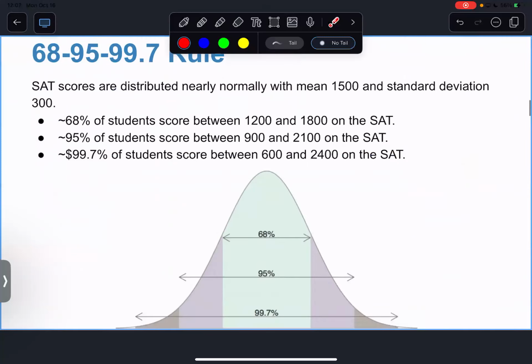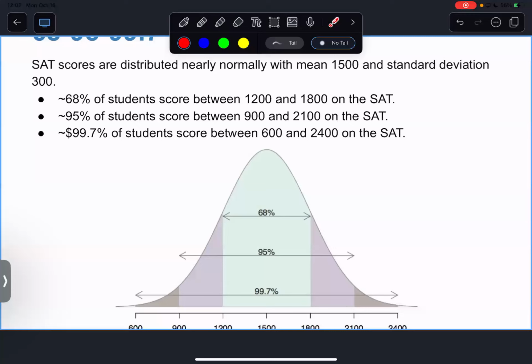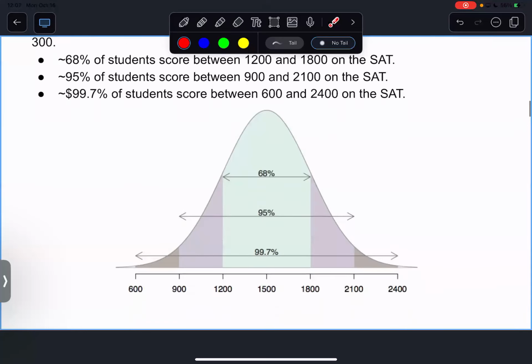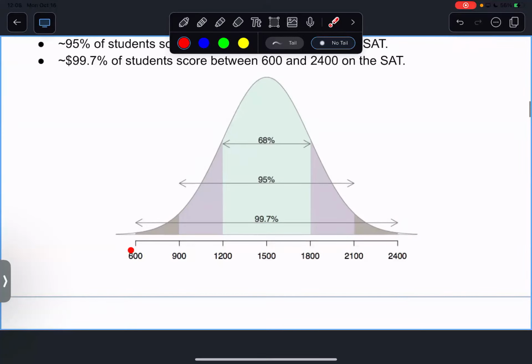So if we have a distribution like this, SAT scores, for example, they're normally distributed. That's where we started with the normal distribution, right? And so what could we do? If I know the mean and the standard deviation, then I could say that roughly 68% of students score between 1200 and 1800 on the SAT, right? Moving out 1 standard deviation from the mean on either side, right? If I go at 2 standard deviations, so 2 times 300, 600 on either side, then I'm between 900 and 2100. And then finally, 99.7% of students score between 600 and 2400.